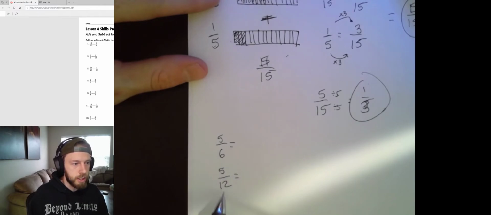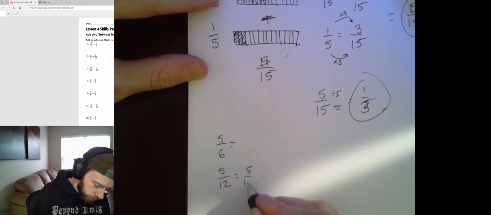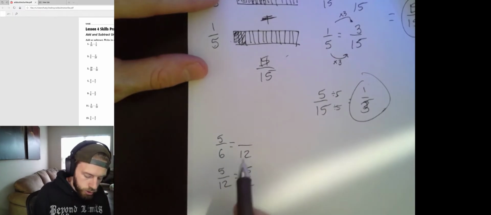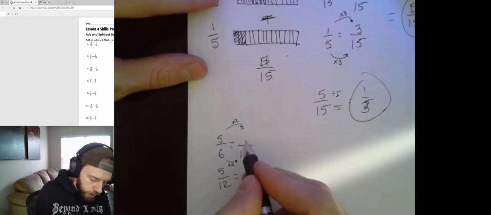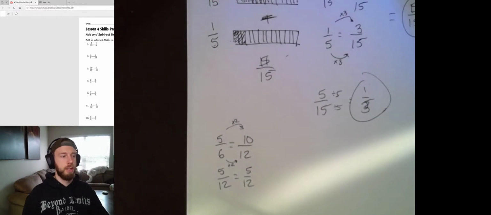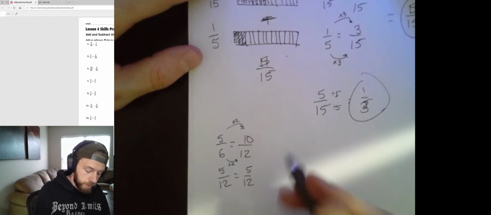So the least common multiple of 6 and 12, if we were to skip count by those two, would be 12. So 5/12 would stay the same. But in order to turn this denominator to 12, we had to multiply it by 2. So we'll do the same thing to the top up here, and we'll keep this fraction equivalent because 5/6 and 10/12 are the same amount. They're just written differently, so we can now answer the question better. This is an addition problem. This is 10/12 plus 5/12, and 10/12 plus 5/12 equals 15/12.